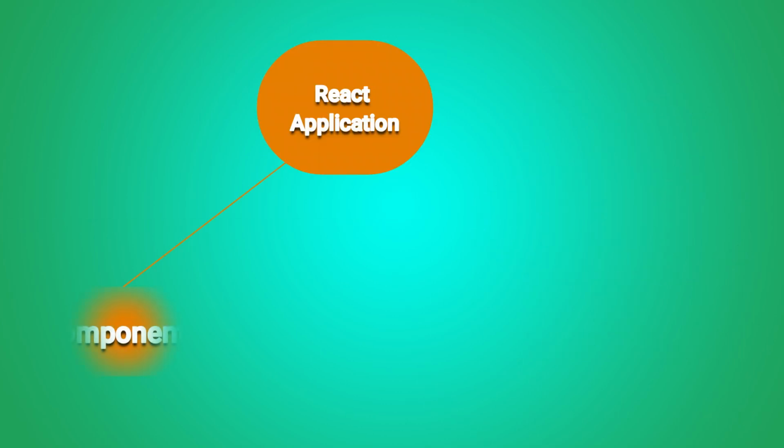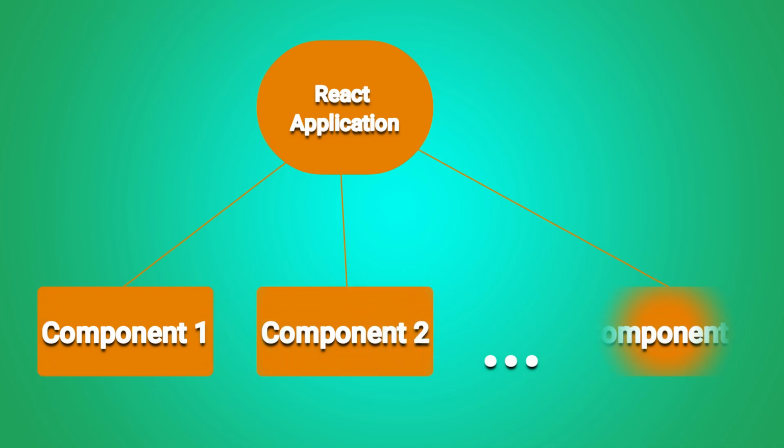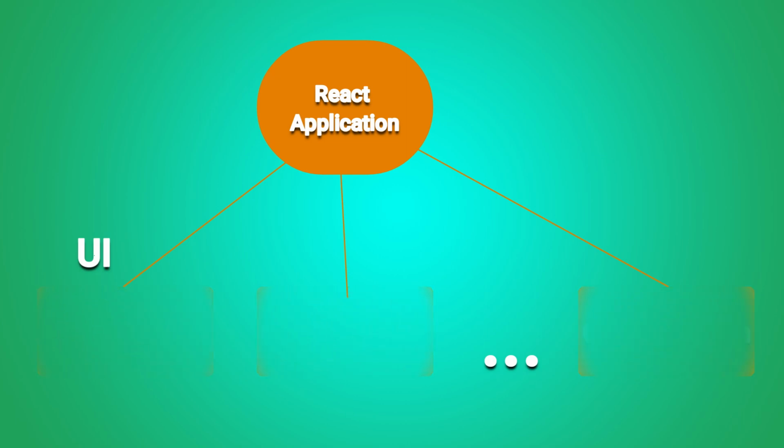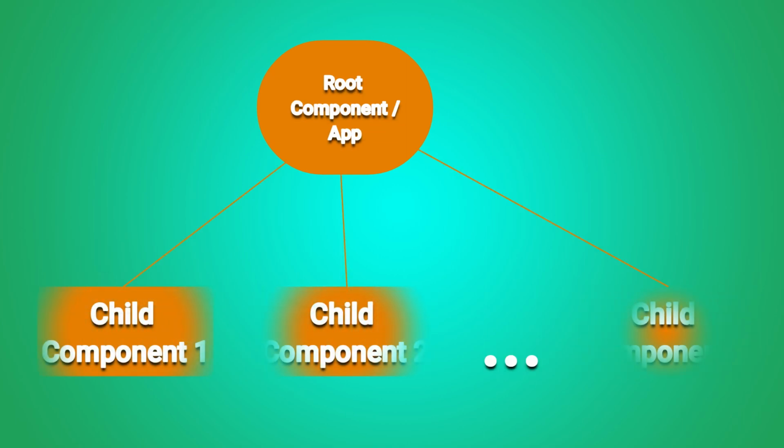React is component based, which means the basic building block of a React application is a component. What is a component? A component is a piece of UI which aggregates together to build a React application. Every React application has a root component and there are several other child components. All these components combine together to make a React application.